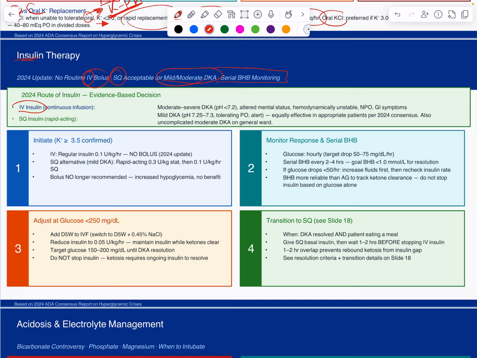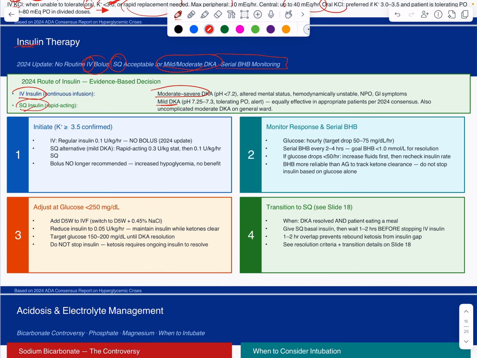We can give subcutaneous insulin if it's mild DKA, and go back to the criteria when we differentiated DKA as mild, moderate or severe, according to the symptoms and according to the acidosis. So IV insulin will be preferred without bolus in moderate to severe DKA. Mild to moderate, you can use subcutaneous insulin. Again, we'll not start the insulin before checking the potassium. So if you are giving insulin, the potassium has to be at least above 3.5.